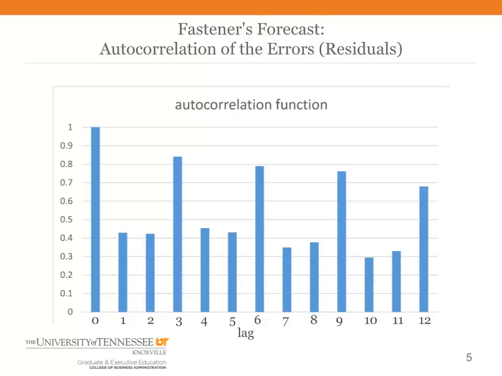And this particular autocorrelation function for the errors of the fasteners data, the autocorrelation spikes at lags 3, 6, 9, and 12. Which says that the errors have a seasonal pattern in them. And if you had plotted the errors, you would probably have already seen this.